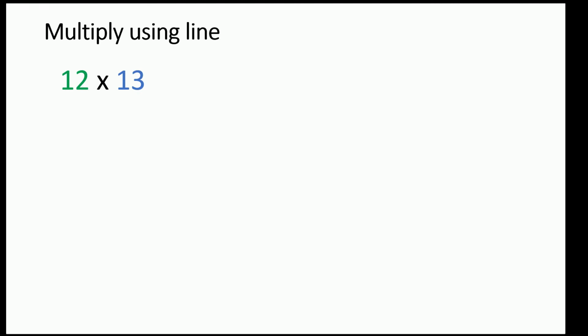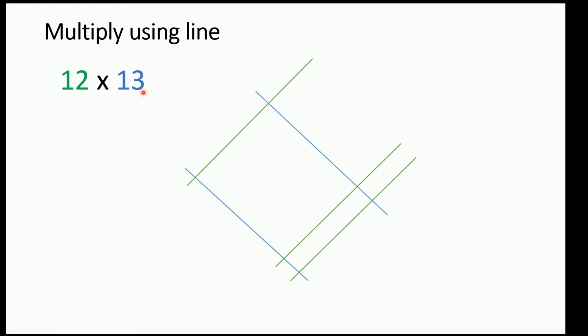First let us take one example. 12 multiplied by 13. In the number 12, here 1 is there, so we have to draw one line. And for 2, leave a little bit of place and draw 2 lines. For the other number, it is 13, draw lines in the other direction. So 1, so 1 line, and here 3 is there, so leave a little place and draw 3 lines.